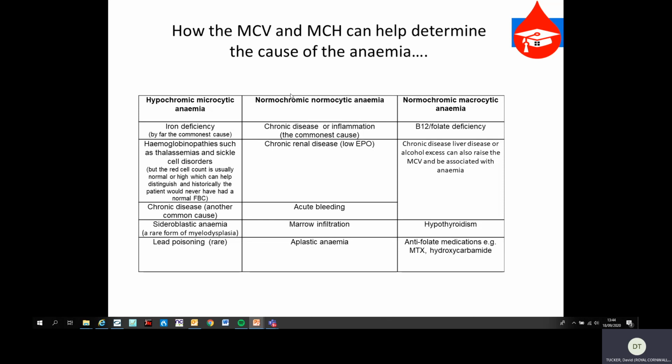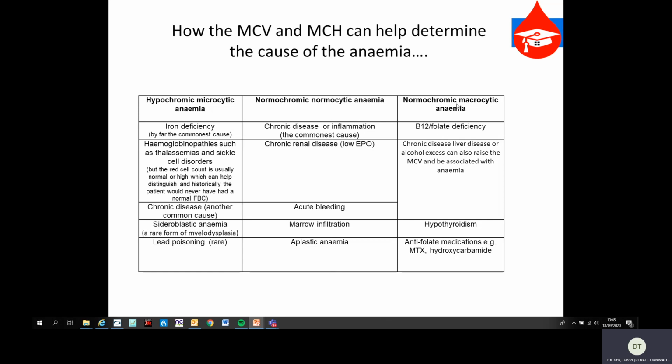We see a lot of normochromic normocytic anemia, so that's cells that are normal size and shape and normal hemoglobin concentration, but the patient is anemic. And chronic disease or inflammation are probably the commonest causes of that. Bleeding acutely, although the clinical picture should help to distinguish that. To occasionally bone marrow infiltration or aplastic anemia, although the other blood counts, such as the platelets and the white cells, will also be low in that case.